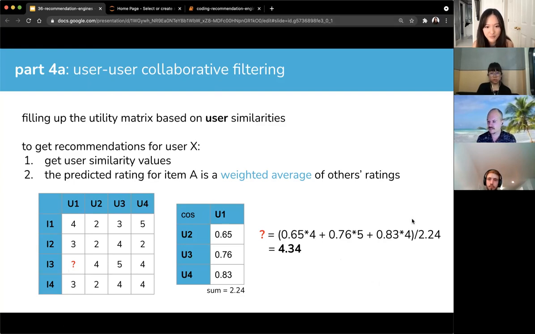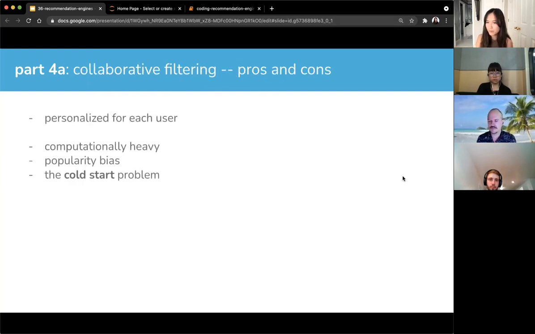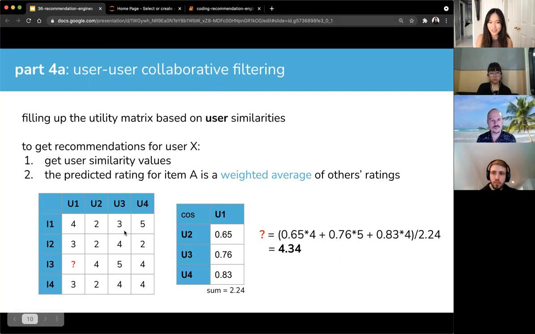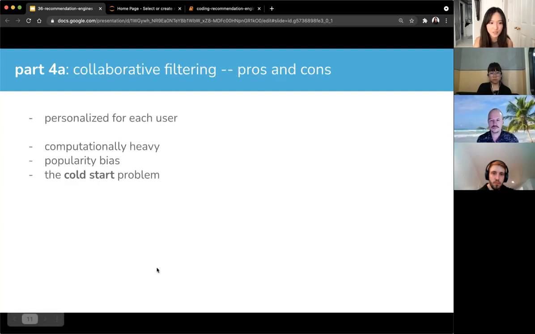Cool. All right. Some quick pros and cons before we talk about the other algorithms, because it's pretty much the same. These are personalized for each user. So every user is going to have different predicted ratings, and therefore different recommendations. That's a huge pro. Lots of cons though, not lots, but considerable cons.